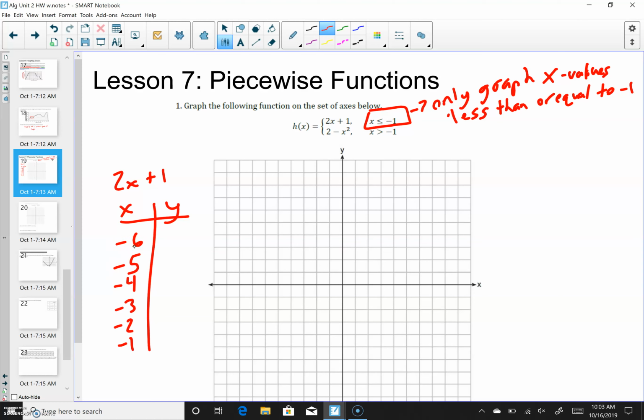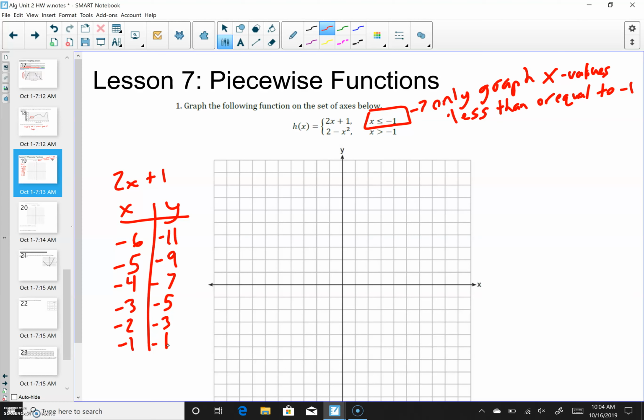So we use our calculator here and we go y equals, and we'll plug in 2x plus 1. We'll hit second graph and go to our table. If we look at the points that we have, negative 6 gives us negative 11, so that's not going to fit in our graph, which is fine. We have negative 5, negative 9. Negative 4, negative 7. Negative 3, negative 5. Negative 2, negative 3. And negative 1, negative 1.